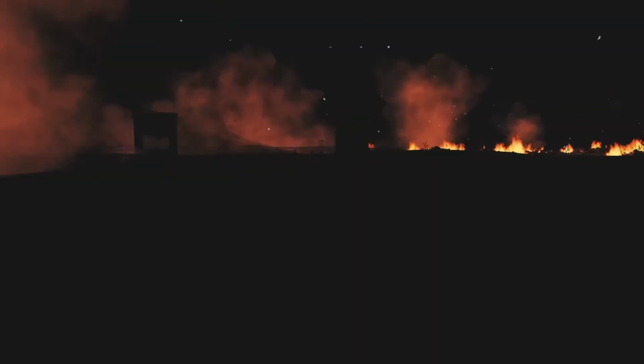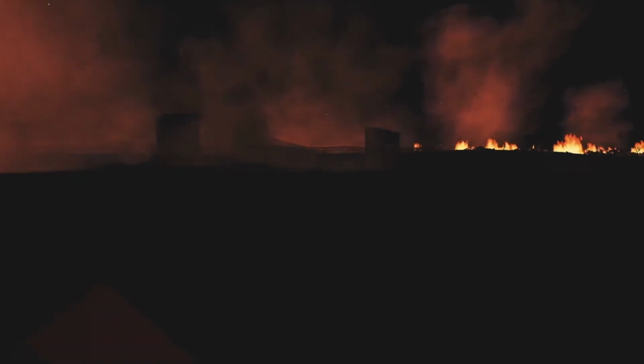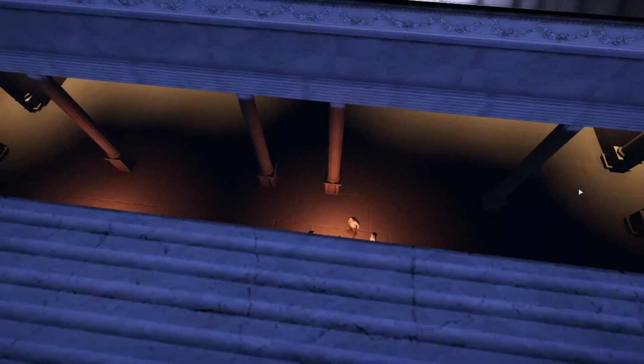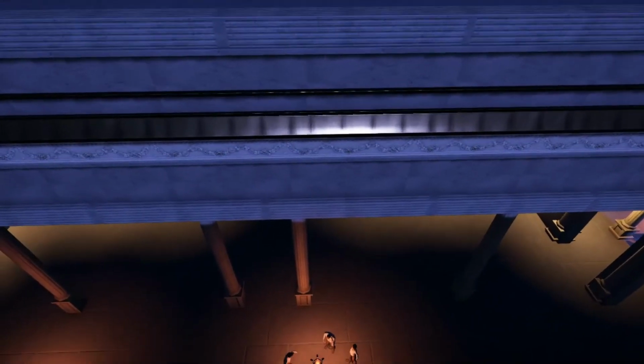Quick! We need to avoid the mortars dropping. We will be stuck here if they hit us. Let's get out of here! Phew, that was close. Now we're at the top of the Acropolis at night.